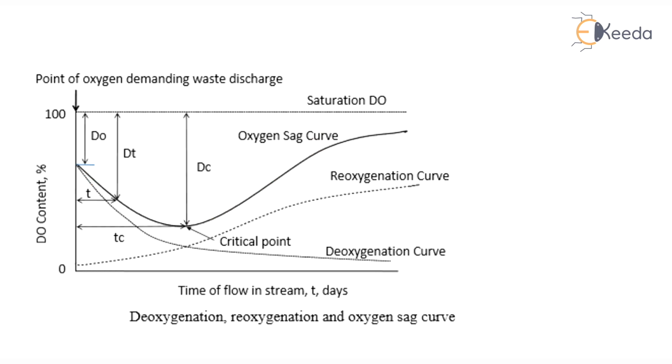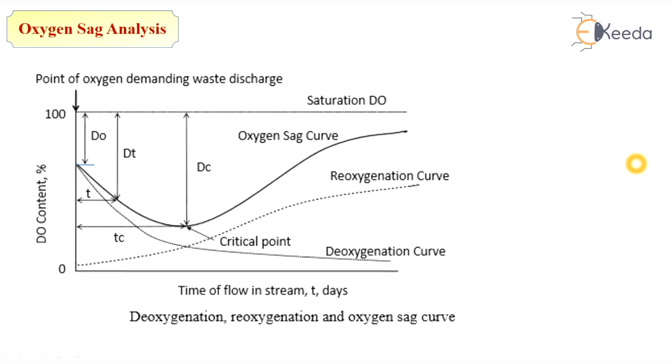So this particular graph or curve shows the oxygen sag curve. We can call it the oxygen sag curve. At the starting point, the difference between saturation DO and DO content is represented as D0. At an intermediate point, we can represent it as Dt, and at the critical point, we can represent the difference by the symbol Dc. As per the formula, the dissolved oxygen deficit we can calculate as the saturation DO minus the DO at that particular time.